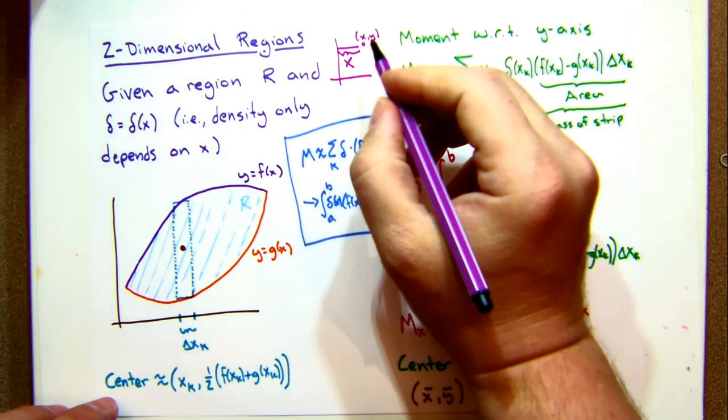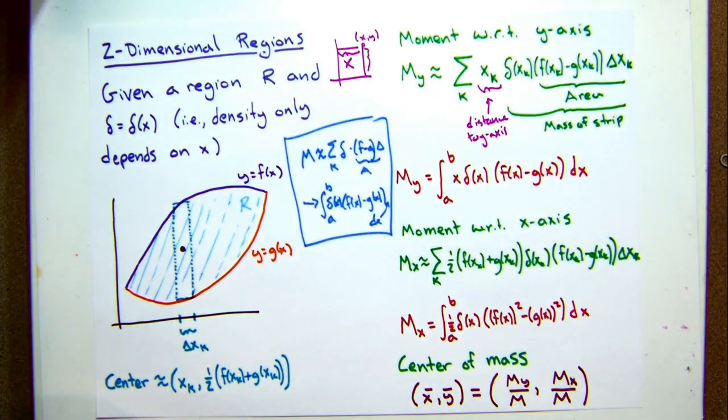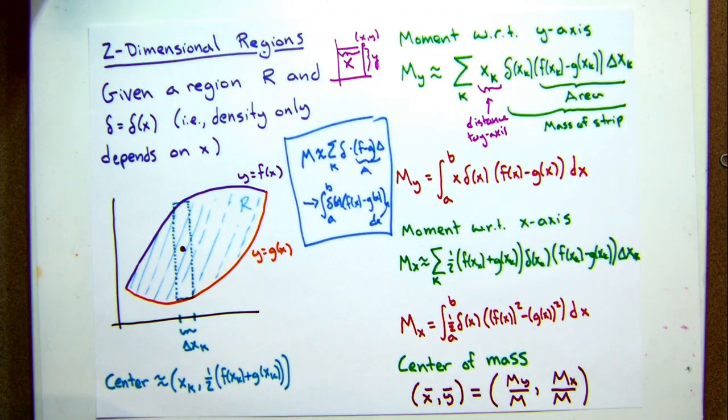The moment with respect to the x-axis is going to be similar. So let's go back to this question. If I am at a point x comma y, how far am I from the x-axis? Y.